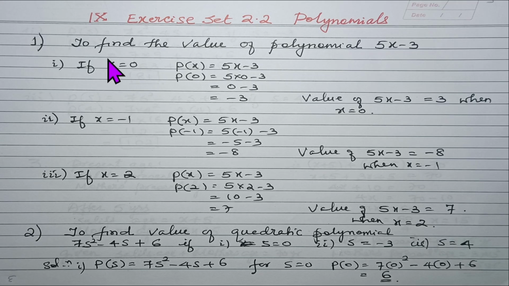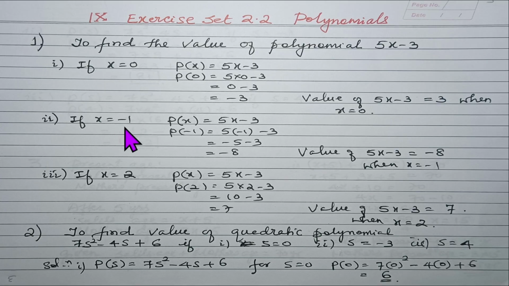Now the first example here is to find the value of the polynomial 5x minus 3 for different values of the variable given here. Now when x is 0, then p of x is 5x minus 3, putting x as 0, because we have to find p of 0. 5 times 0 is 0, 0 minus 3 is minus 3. Therefore the value of 5x minus 3 is equal to minus 3 when x is equal to 0.